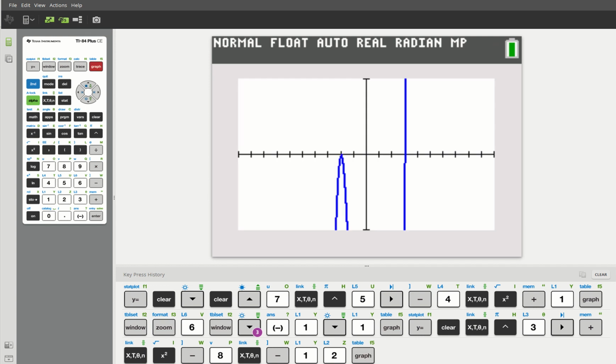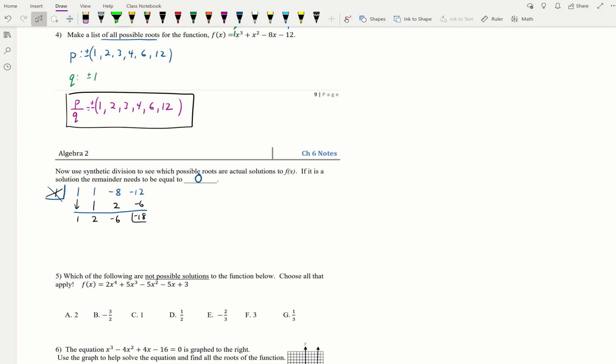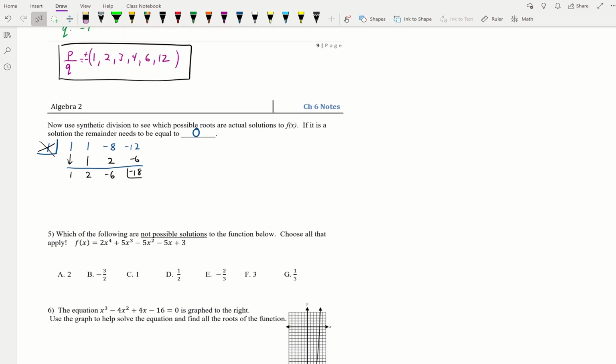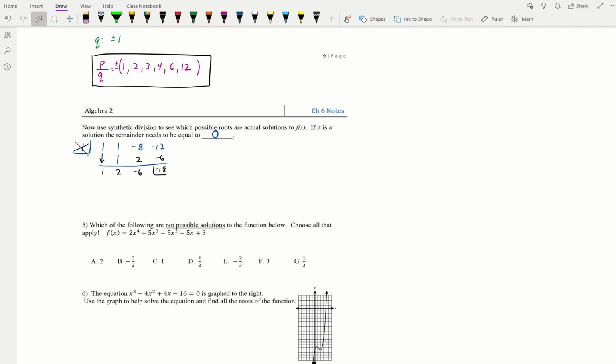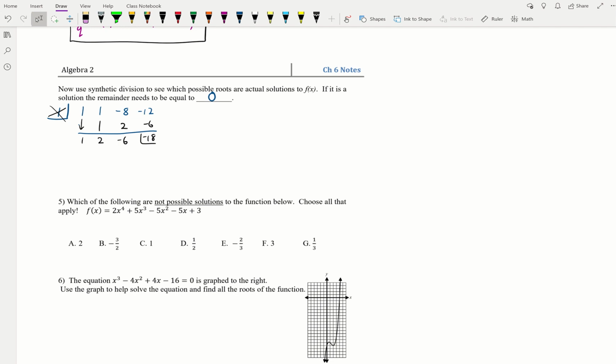Okay. What I can tell is that our graph is going to cross the x-axis here at -2, but also here at 3. So I know that those have to be solutions, okay, which are going to be roots. So I'm going to pick one of those. In this case, I'm going to go ahead and pick 3.